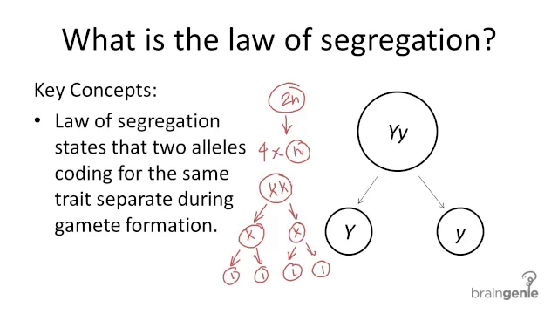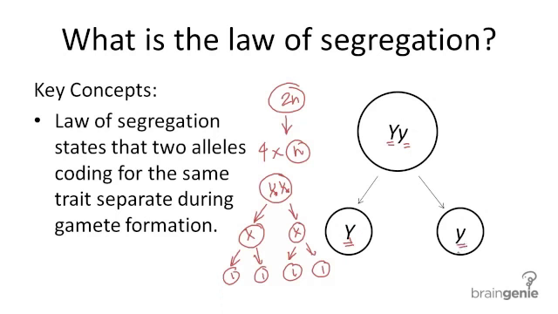And so, what this tells us, because each allele coding for the same trait is found on only one of the homologous pairs, that means when the homologous pairs separate, the alleles will separate with them. So for example, if you were talking about pea color, you have a yellow allele and a green allele. The yellow allele would be found on one homologous chromosome, and the green allele will be found on the other. And so when these homologous chromosomes separate into their separate gametes, one gamete will end up with the yellow allele, and the other one will end up with the green allele.